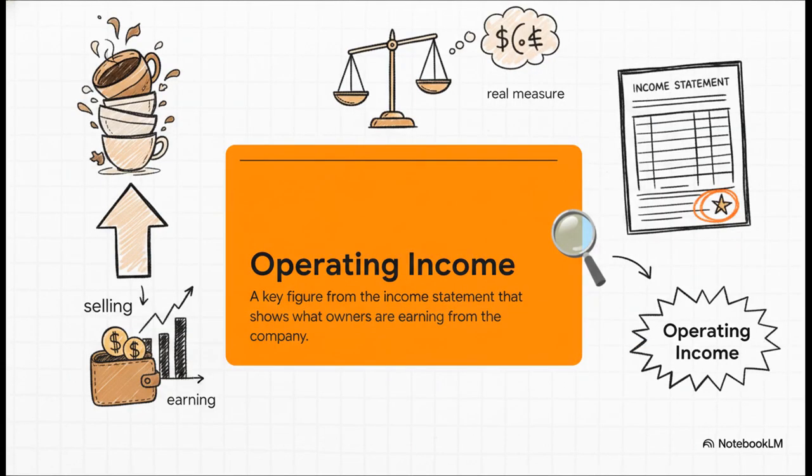And that, of course, brings us to the bottom line, the number everyone really cares about, operating income. This is it. This is the real measure of how profitable the business is from its main job, which is selling coffee. This is what the owners actually get to take home, so to speak.